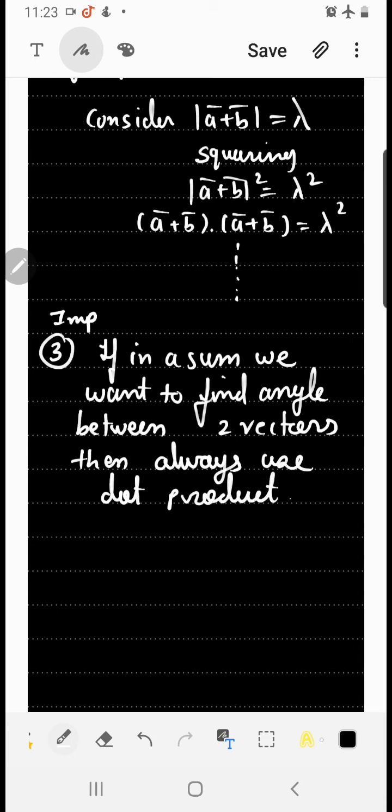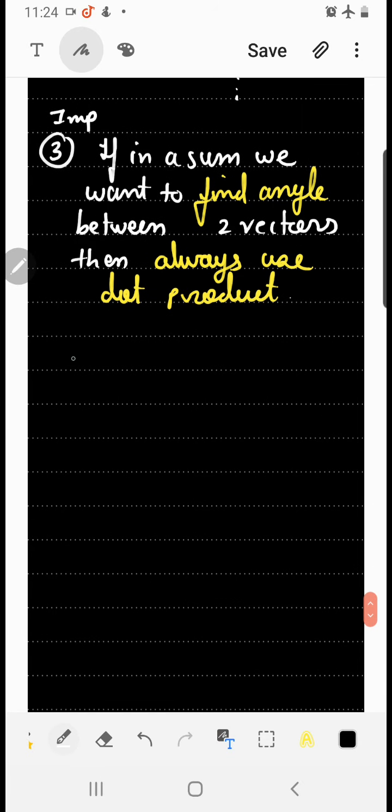Okay, now you might say, sir, why did you say that when we say find angle, we always use dot product? This is the condition I want to highlight. Those who know a little bit of cross product, first of all let me write the formula for dot product. A bar dot B bar is what? Mod A mod B cos theta.